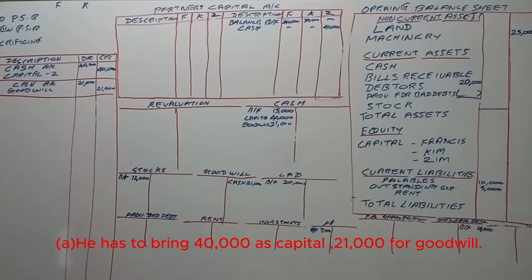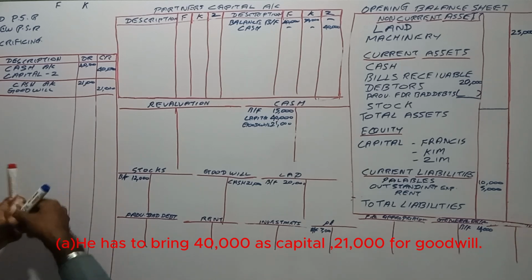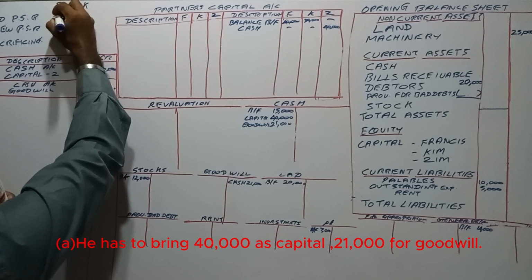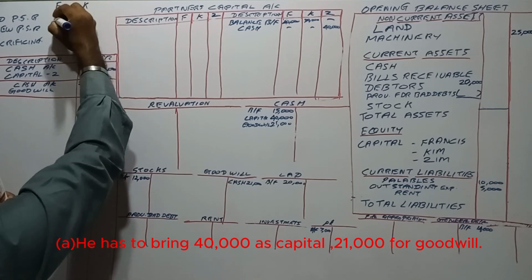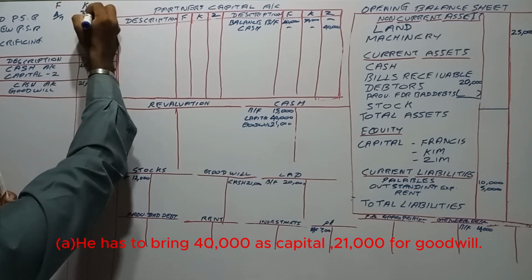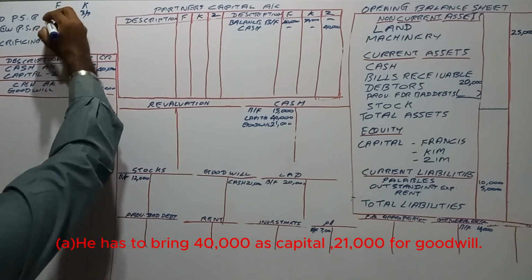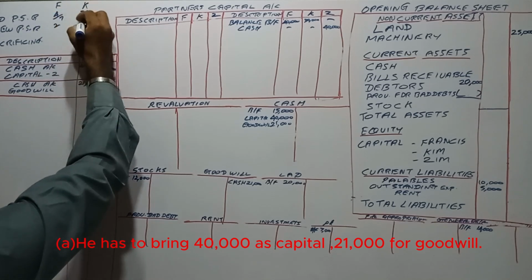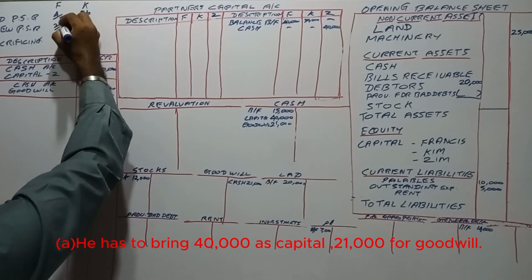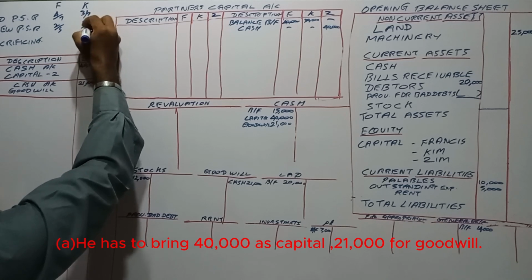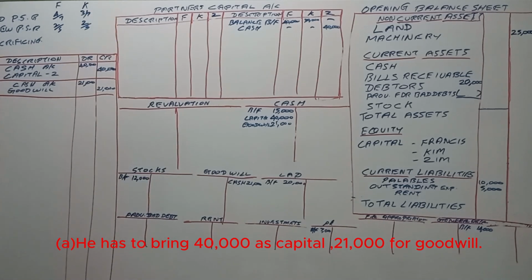Now we have to see the profit sharing ratio. The old profit sharing ratio is 4 is to 3. That means 4 upon 7. And the new profit sharing ratio, they have given at the last, 2 is to 2 is to 1. That is 2 upon 5.